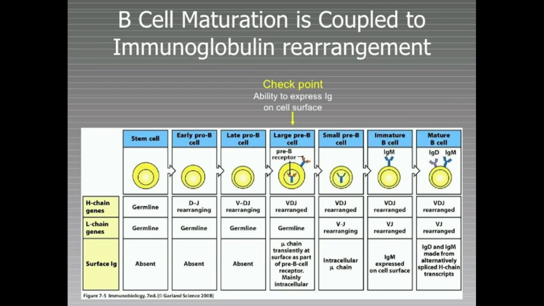Okay, so B cell maturation is coupled to immunoglobulin rearrangement. All right, now this is kind of what I alluded to earlier. You start out with the stem cell, you have that VDJ rearrangement, the heavy chain rearrangement, and then you become a pre-B cell, so you're no longer a pro-B cell, you're a pre-B cell. And pre-B cells just mean that they're displaying some kind of antibody on the cell surface, and that's an IgM antibody.